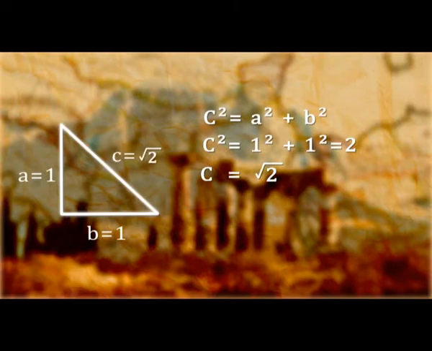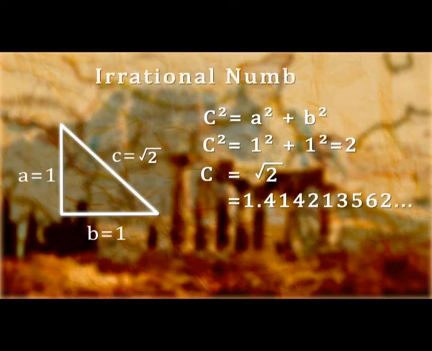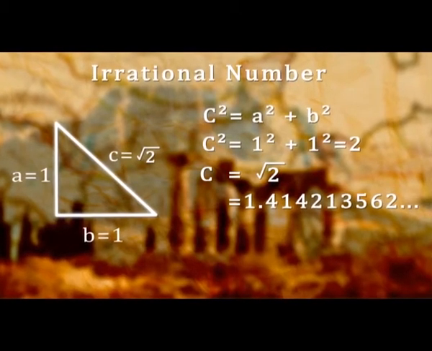Now, when you calculate the square root of 2, you get 1.414213562 and so on, where the digits go on endlessly with no pattern. This is an irrational number.